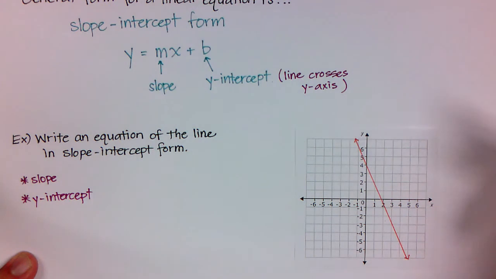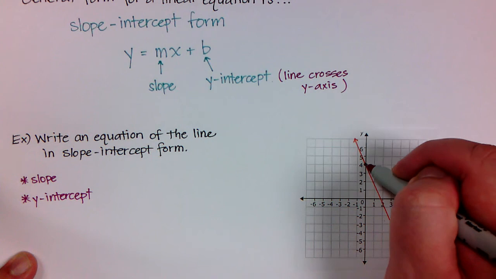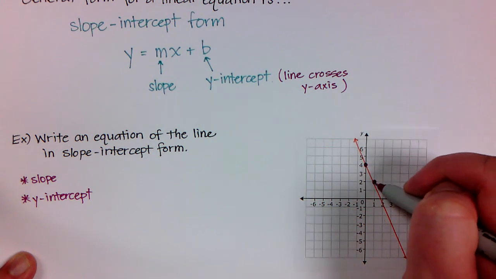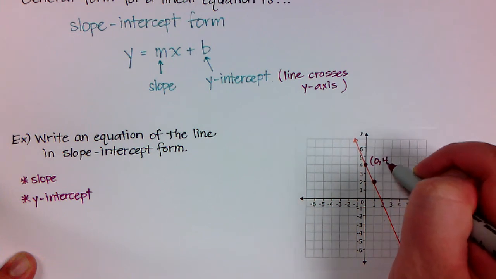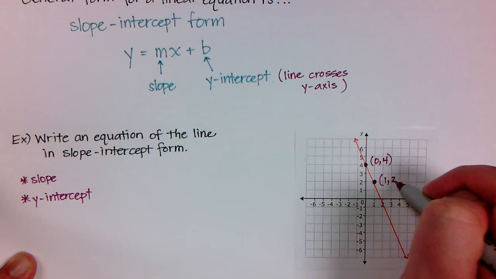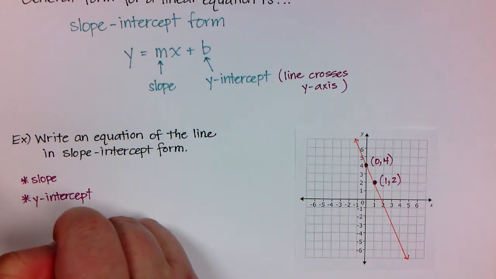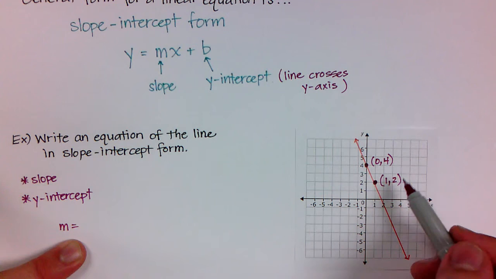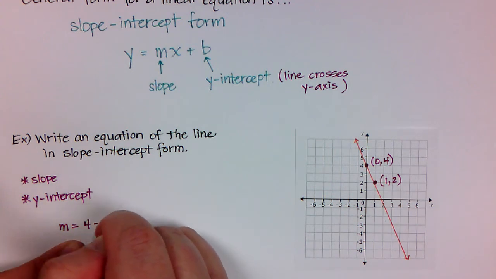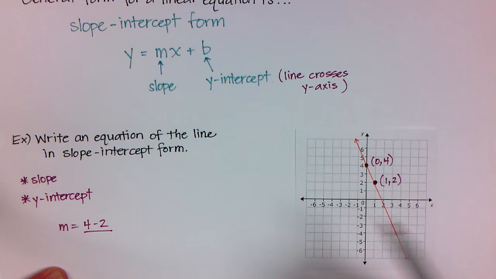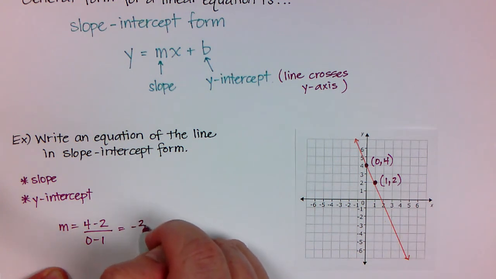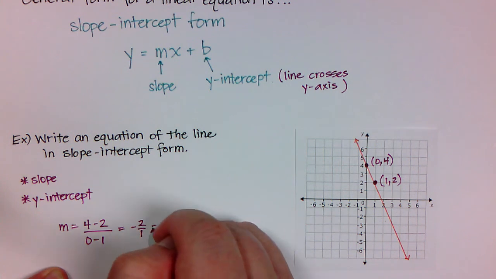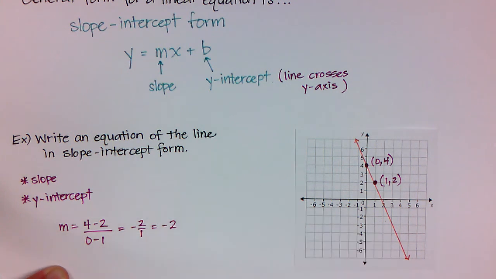So I have my line, and I'm going to look for 2 points on the line. I could pick any 2 points that I want, and from those points I can find the slope. So I'm going to pick these 2 points right here. This first point is (0, 4). And this other one is (1, 2). So let's find the slope. m is equal to 4 minus 2, so the change in the y's, all divided by 0 minus 1, change in the x's. So this is negative 2 over 1, which is negative 2. So I found my slope.